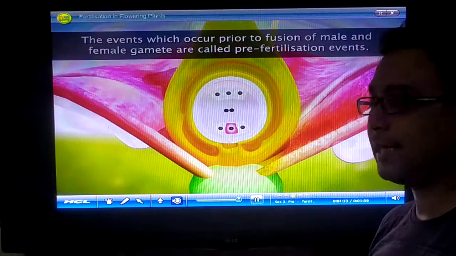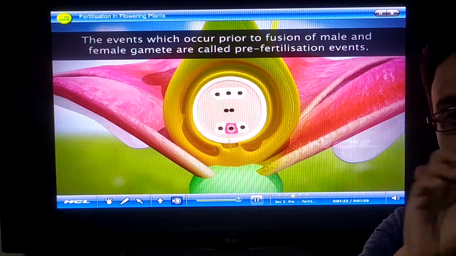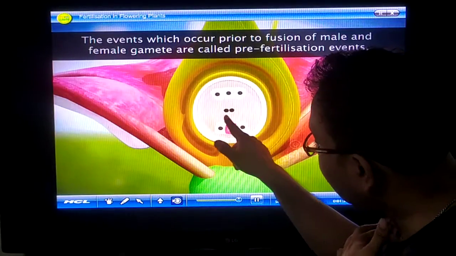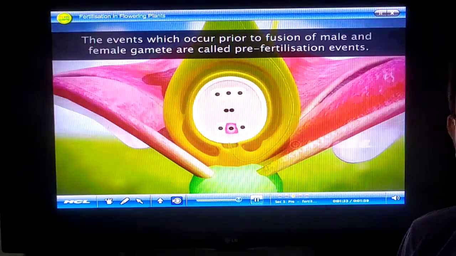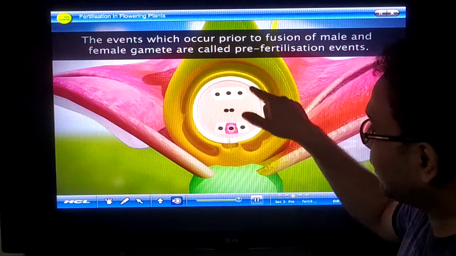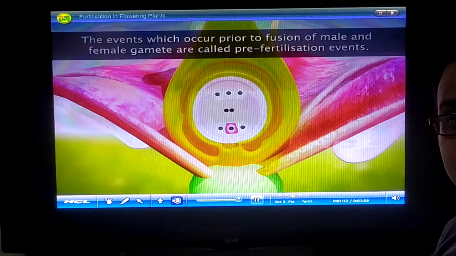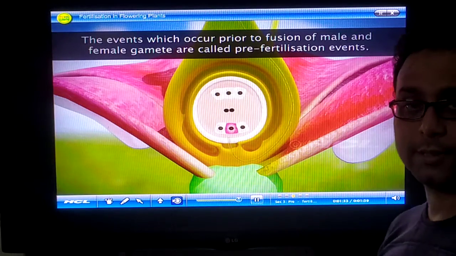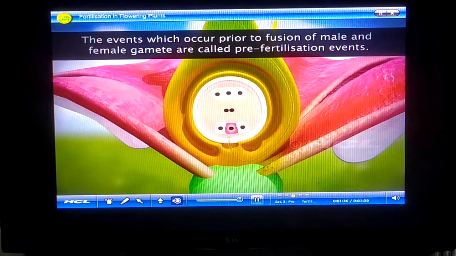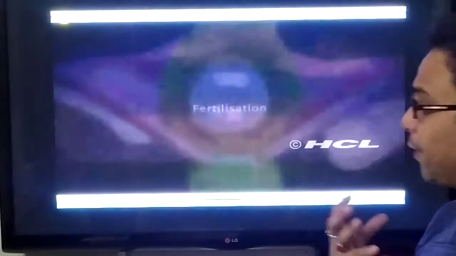These pink colored cells are called the egg cells, and the 2 cells surrounding it are called the synergids. And here the polar nucleus is present, which is most important. And in the chalazal end, these 3 cells or nuclei are called the antipodal cells. So in the pre-fertilization process, the generative nucleus now enters.